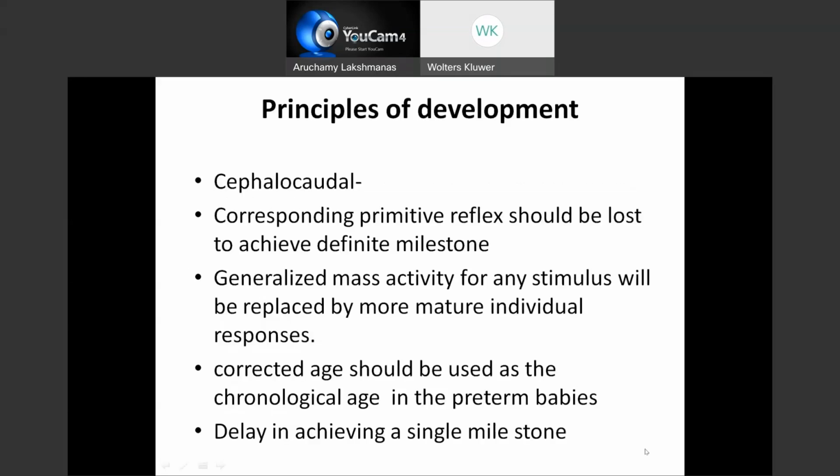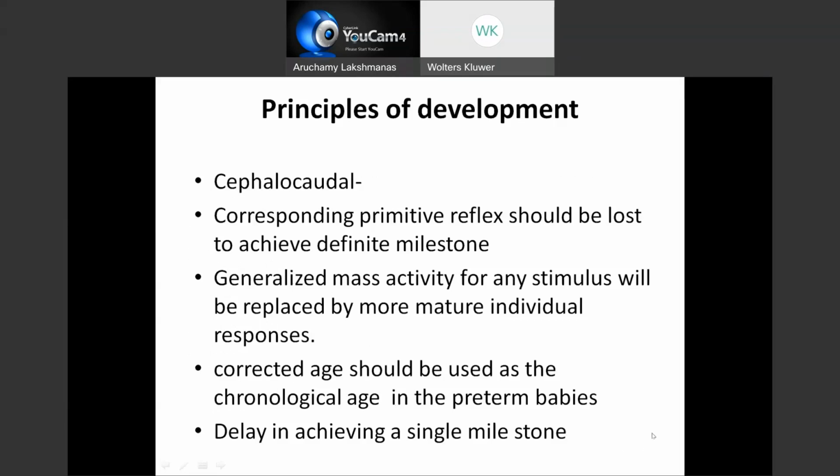So suppose the baby is born 2 weeks prior to the expected date, then you have to reduce that for assessing the development. Then catch-up growth. You should know what is catch-up growth. All the preterm babies will not be lagging throughout their life. Probably by about 1 year, they will catch up the growth of the term babies. From then on, it will be equal to the term babies. So for this, you have to see whether there is catch-up growth. And delay in achieving a single milestone should be noted.